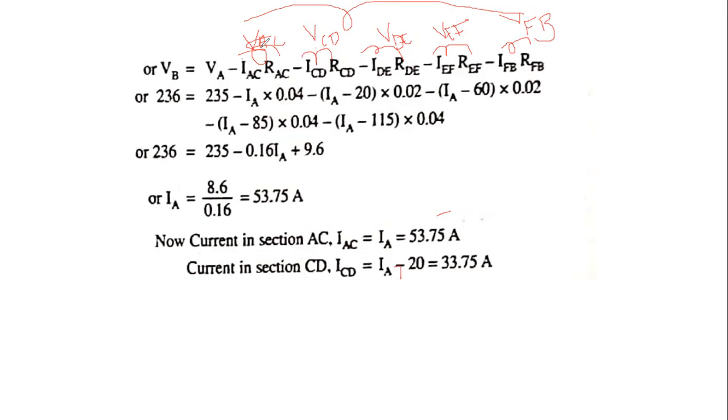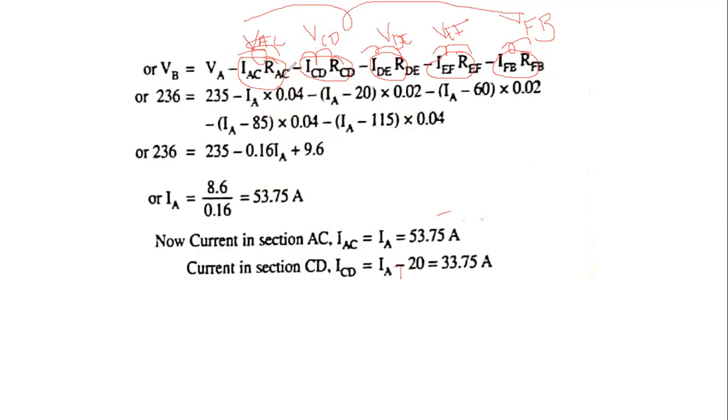VAC means the IAC into RAC. VCD means the ICD into RCD. VDE means the IDE into RDE. VEF means the IEF into REF. VFB means the IFB into RFB. Then substitute all the values. What is the current at section AC?